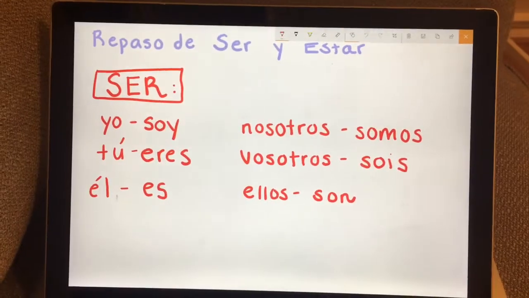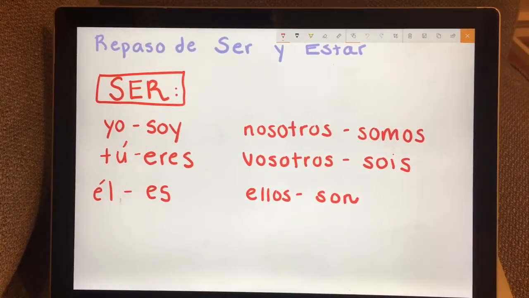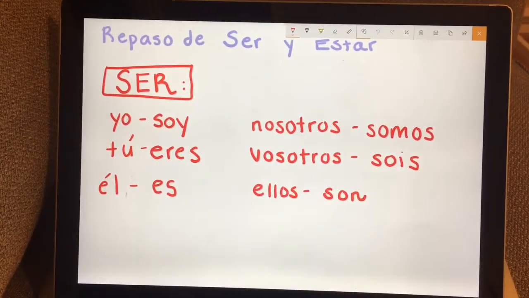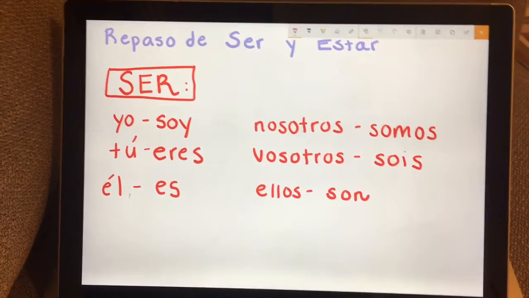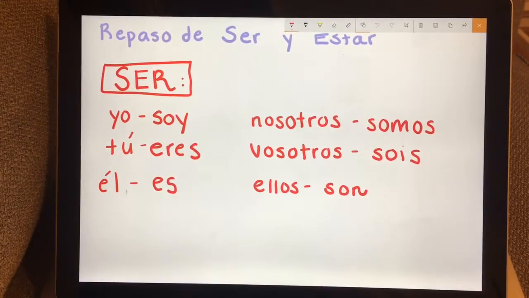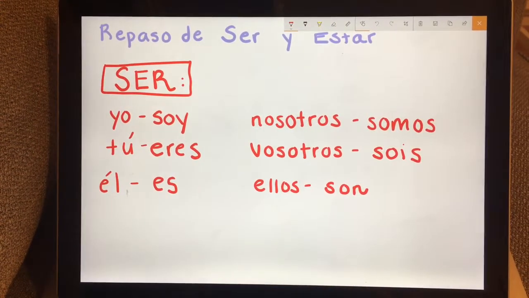So I've gotten a lot of requests on reviewing the differences between ser y estar and the conjugations of both of these verbs. So to begin, we're going to start with ser, which just means to be. And let's look at the conjugations here. It's yo soy, tú eres, él es, nosotros somos, vosotros sois, y ellos son.